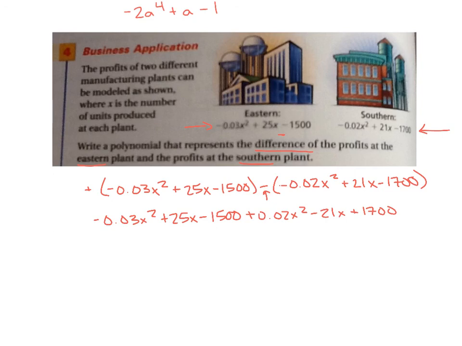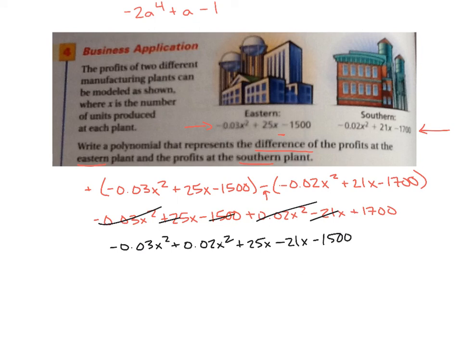Then we rewrite our like terms. So we have negative 0.03x squared plus 0.02x squared, so we can get rid of those, plus 25x minus 21x, minus 1500 plus 1700. And yes, I am making sound effects, which gives us, when we combine, negative 0.01x squared plus 4x plus 200 for an answer, and we are done.